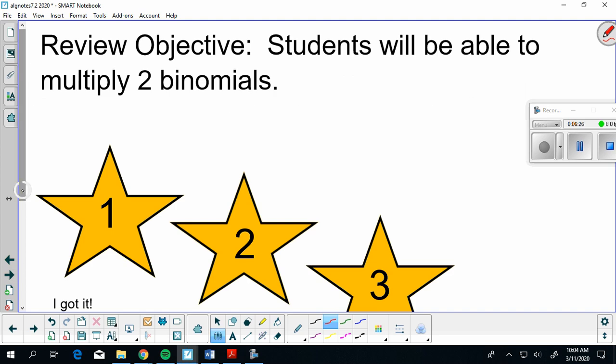Okay, that's all I have for you in this section. That was part 1. So all we did here was multiply 2 binomials. We used FOIL. And we also used a Punnett square. And you may choose whichever way you like better.